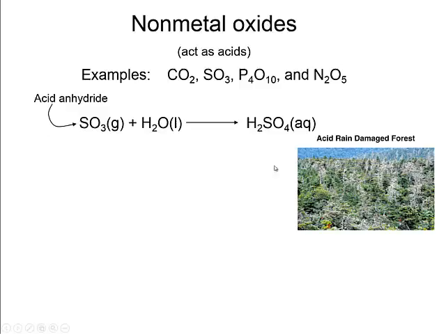And unfortunately, we release SO3 into the atmosphere from burning coal. The water droplets in clouds convert that to sulfuric acid, and North America has seen great damage to the forest because the rainwater pH can be very low in industrial areas that burn a lot of coal.